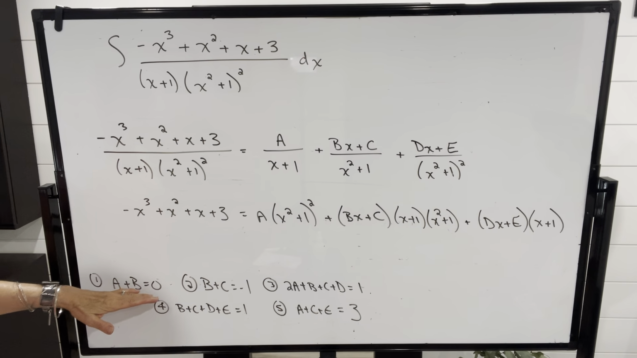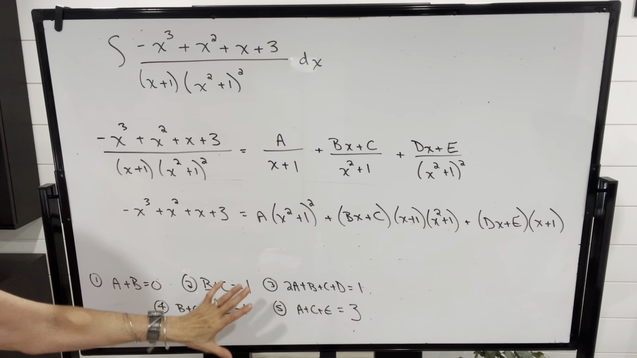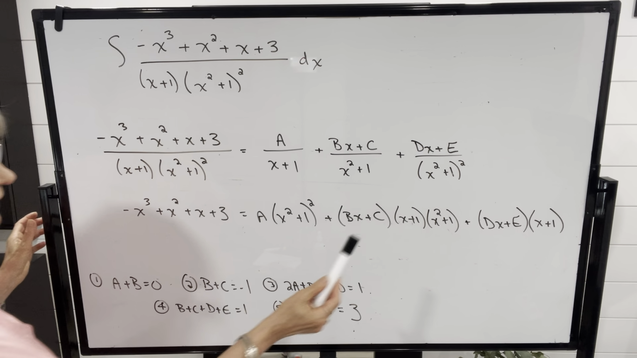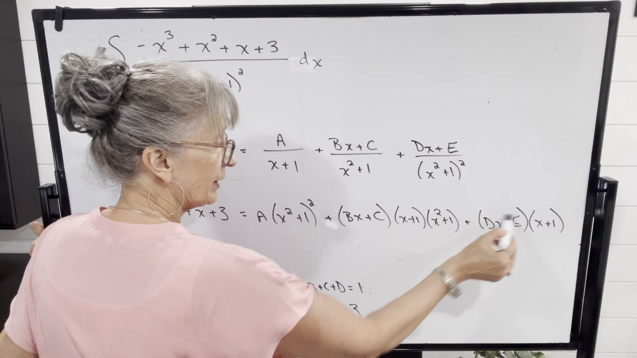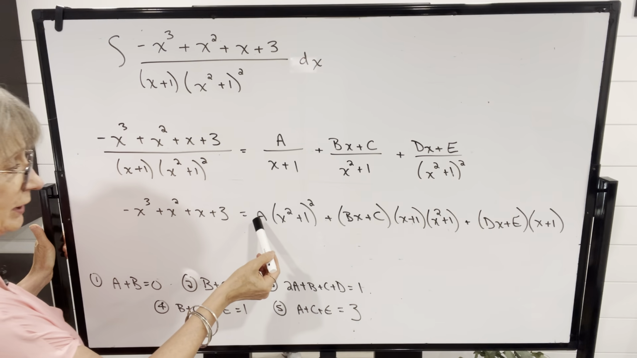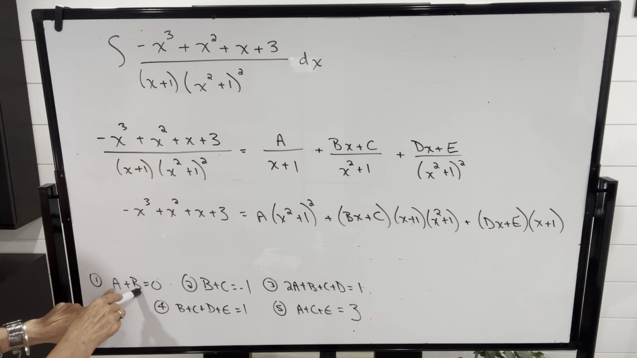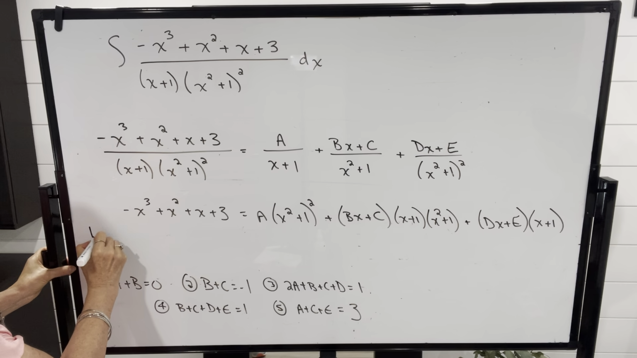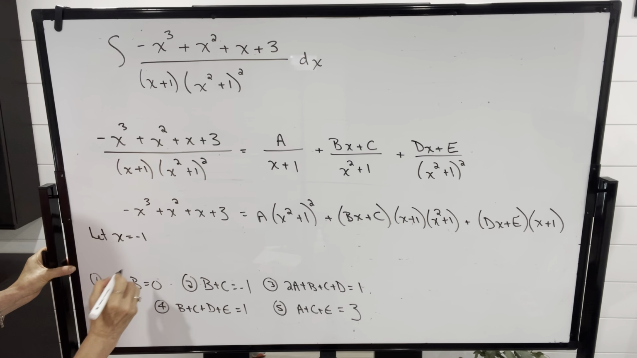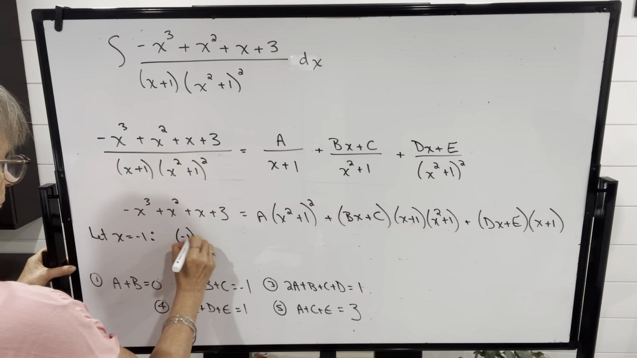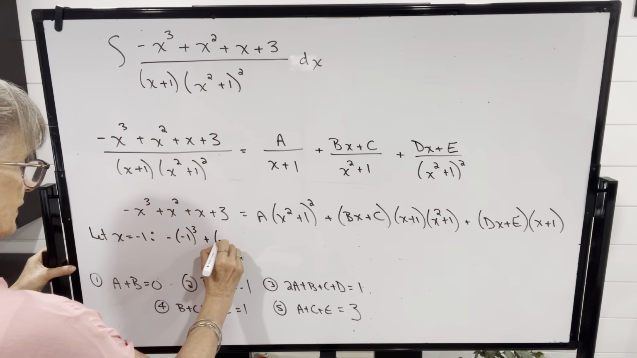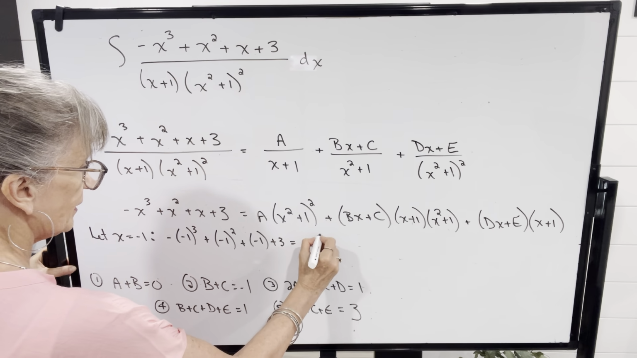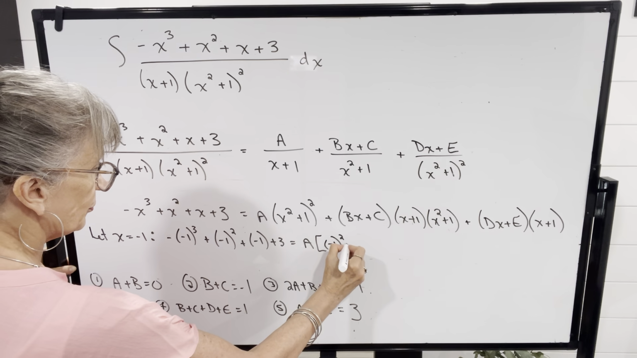In order to solve for these variables, I have 5 equations and 5 unknowns. I need to know at least what one of those variables equals to start with. And the way I'm going to do that is I'm going to let x equal negative 1, which will eliminate these terms and will allow me to solve for a. Once I have a, I can find b. Once I have b, I can find c, and so on. So I'm going to let x equal negative 1. So I'll have negative 1 cubed and a negative in front, plus negative 1 squared, plus negative 1, plus 3 equals a times negative 1 squared plus 1.